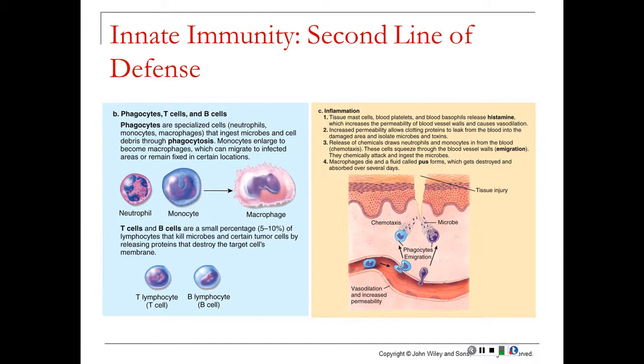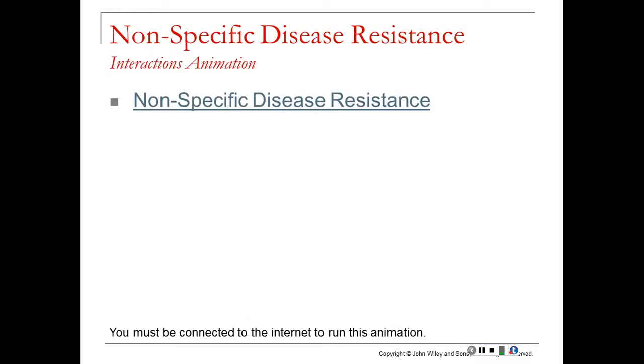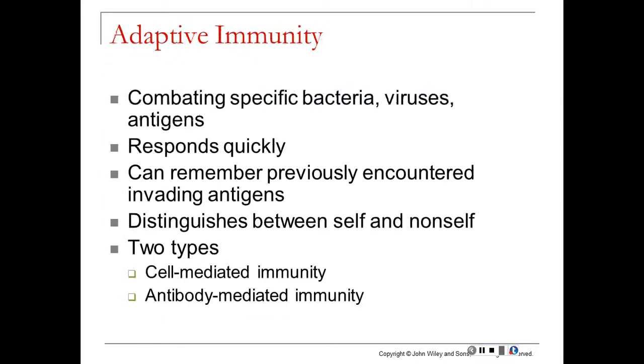Macrophages will eventually die, forming that fluid we call pus, which gets destroyed and absorbed or forms a pustule on the skin surface, depending on where the damage was. The fever is another second line of defense, as we mentioned, and this is from a substance called interleukin-1. The high temperature is going to ultimately enhance the effects of interferons. It's going to also inhibit the growth of microbes, as well as speed up metabolism, which is going to then speed up the repair reaction. So fever can be a good thing. This animation here goes through non-specific disease resistance.